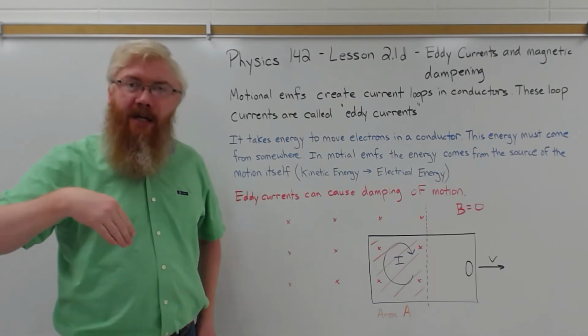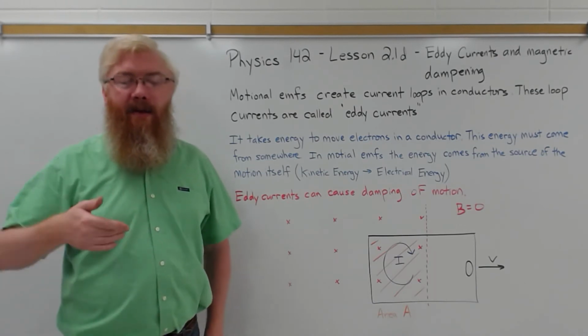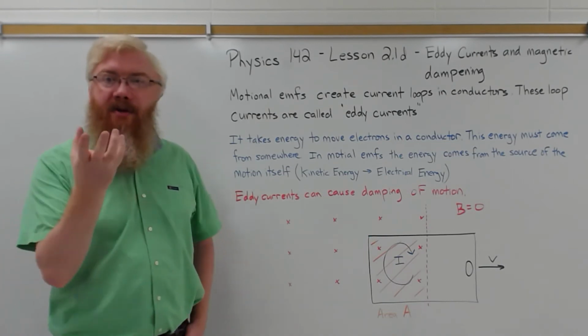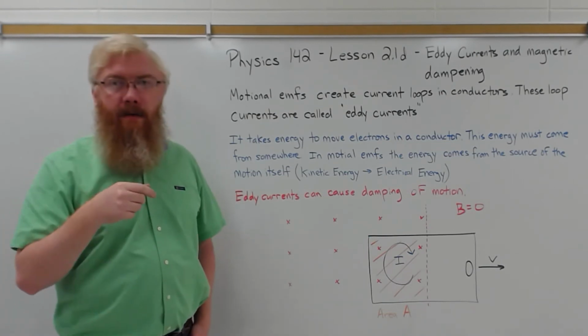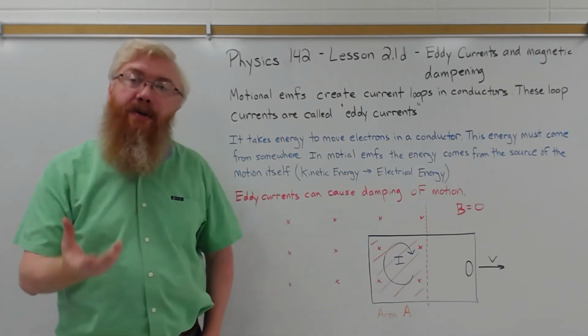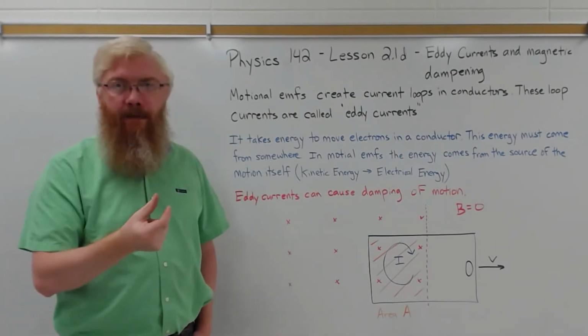Again, it takes energy to make those currents. The only place that that pendulum can get the energy to create those currents is through the kinetic energy of oscillation. So the kinetic energy of oscillation is reduced, and the pendulum slows down.